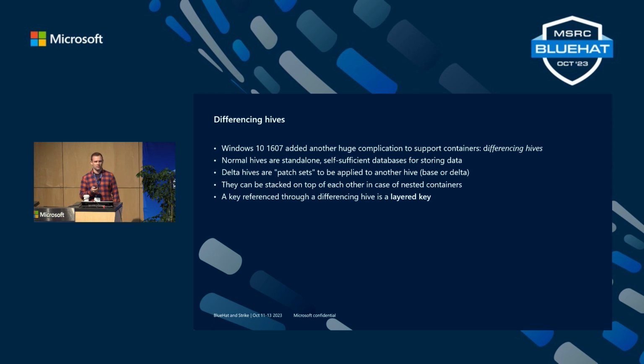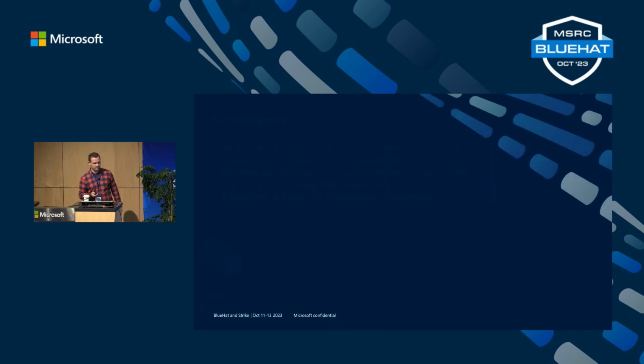And lastly, we have something called differencing hives, which was added in Windows 10 1607. It's another huge complication. So when you have a normal hive, it's just a standalone self-sufficient database that stores some data. But a delta hive, which is another name for differencing hive, is not standalone. It's kind of a patch set that you have to apply on top of another hive that is either a base hive or a delta hive. And when you have nested containers, these delta hives can also be stacked on top of each other. And then when you consider a specific key referencing it through a differencing hive, then it's called a layered key.